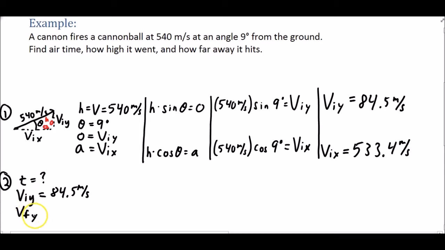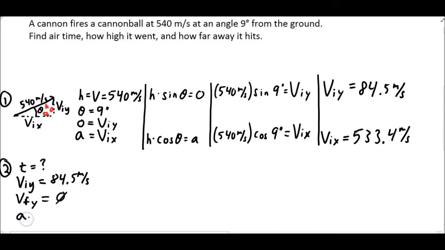Our final y velocity is 0, and that's the whole point. This cannonball is going up, up, up, up. It's slowing down, going upward. It's still moving sideways at the same speed, but then it gets to a certain point where it stops going up and then it starts to come back down. So since we're just looking at the time it takes to go up, our final velocity in the y direction is 0. And we know that it is accelerating in the y direction at negative 9.8 meters per second squared.